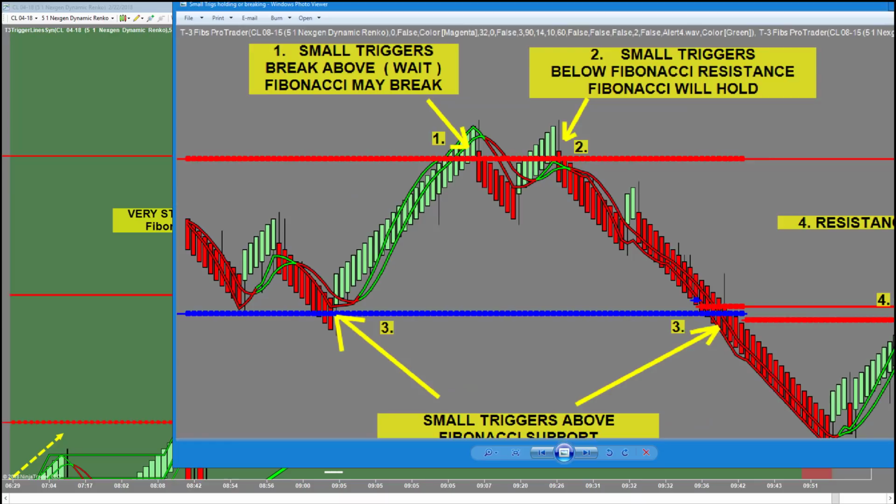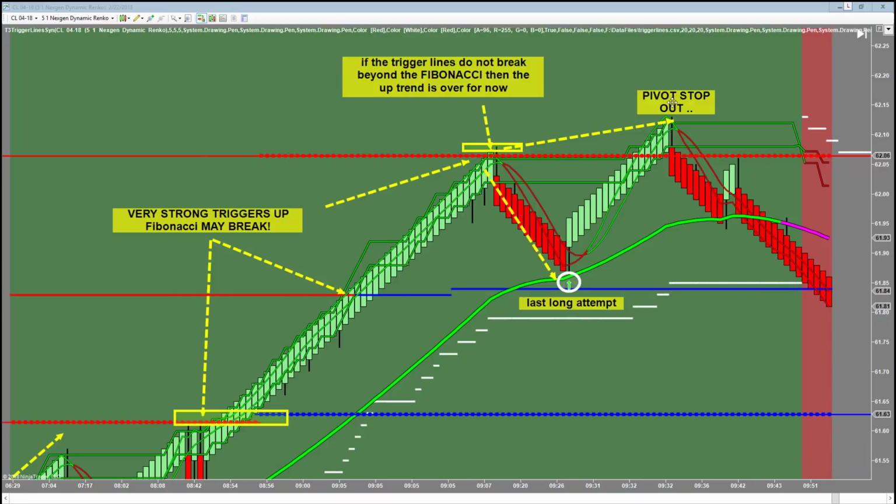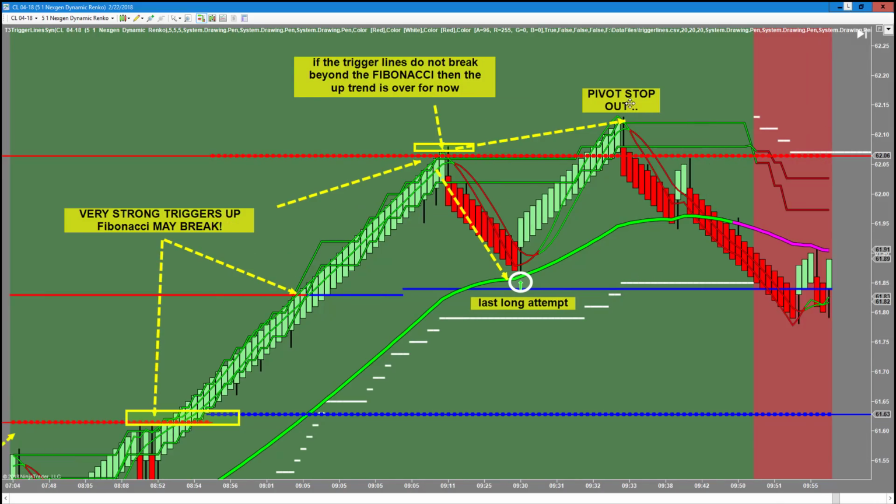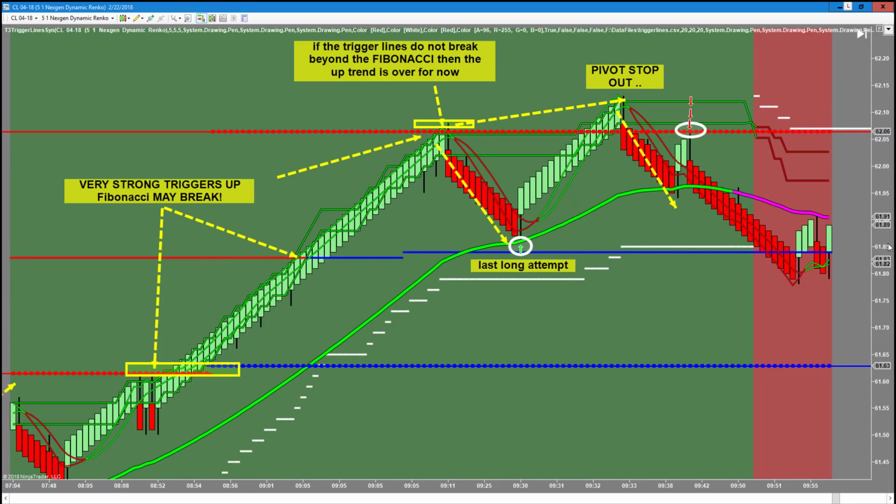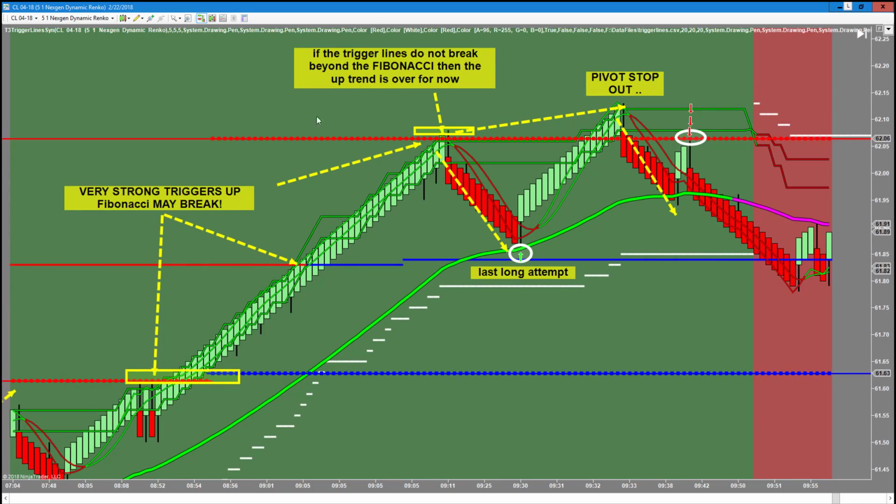So when we look at this chart, just a quick little review, you'll see the pivot stop out number 1. However, we can't necessarily go short up here. However, when the small triggers get back below the fibs and the synthetic triggers, this spot becomes the exact spot where we look to initiate the first short position against the trend. So again, this is really, really typical of what happens almost every day.